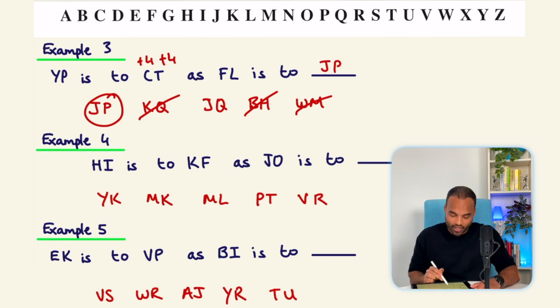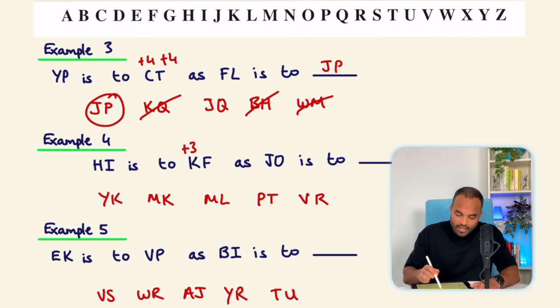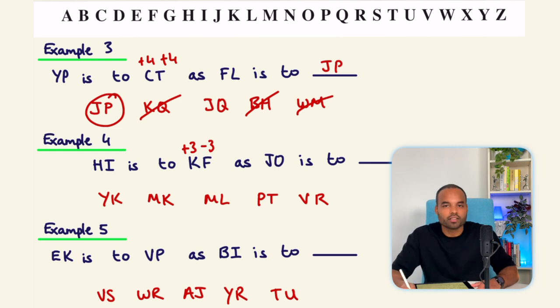HI is to KF. So once again, look at the first letters and see how they're connected. So H and K, how are they connected? Well, to get from H to K, you would move 1, 2, 3 places forward. So I'm going to write a +3 on top. And do the same with I and F. How do we get from I to F? Well, we move 1, 2, 3 places back. Again, it seems like a fairly sensible pattern. First letter, so we want to move 3 places forward. So 1, 2, 3. We land at M.